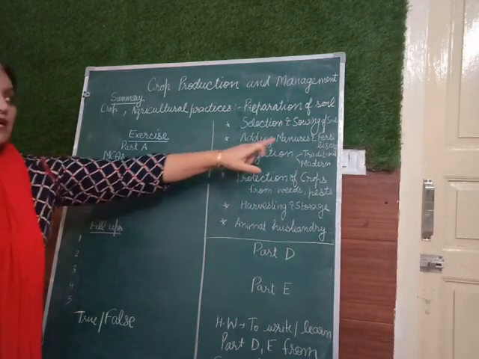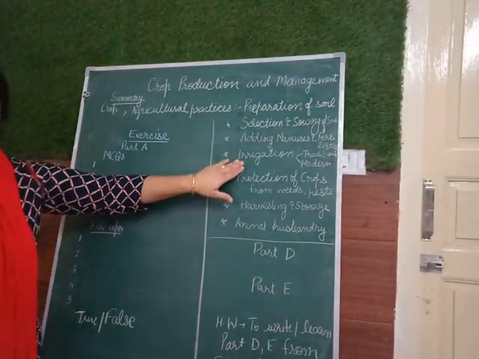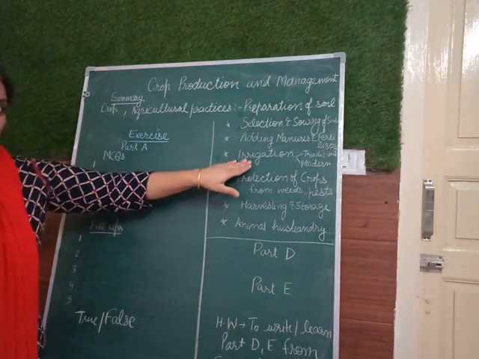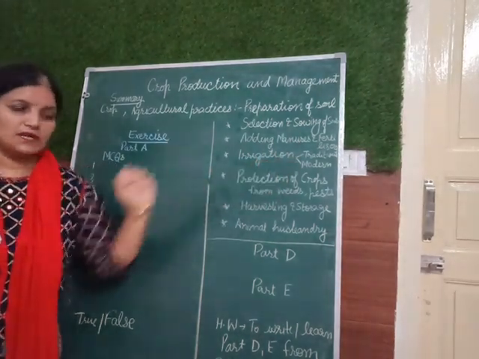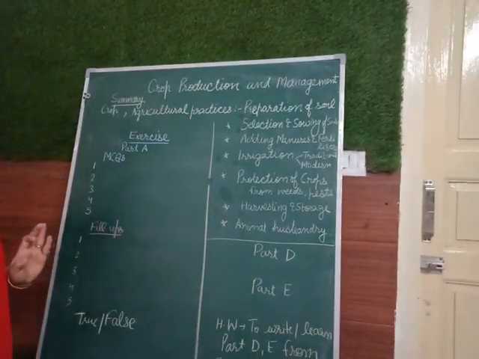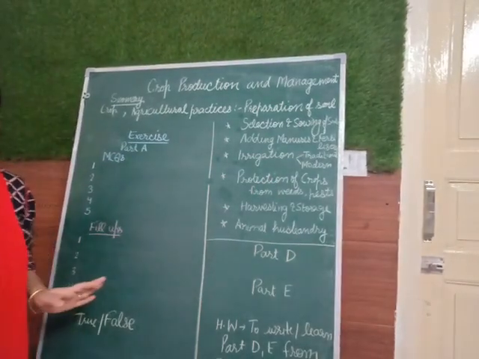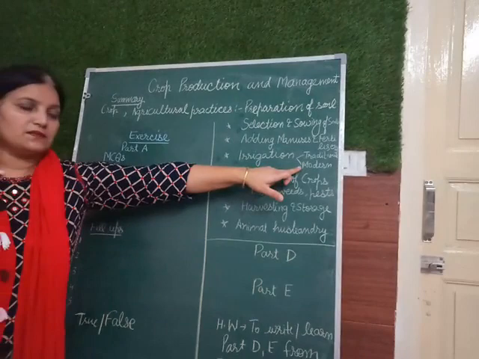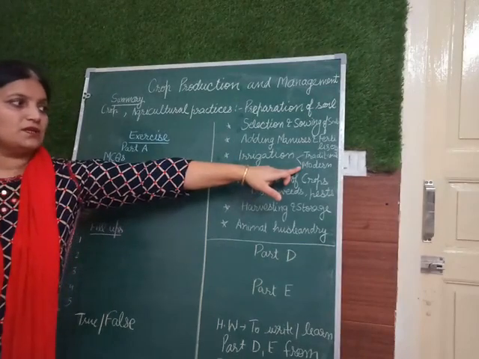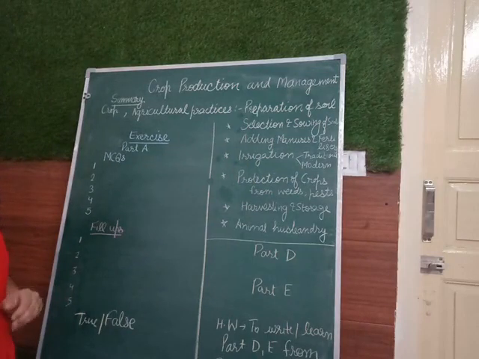Irrigation: after adding manures and fertilizers we have given water to the plants, and that is known as irrigation. Irrigation is done by the traditional method as well as by the modern method. In the traditional methods, lots of water gets wasted. So to overcome this problem, we have selected modern methods of irrigation. In the modern methods, we have discussed the drip irrigation method and the sprinkler irrigation method.